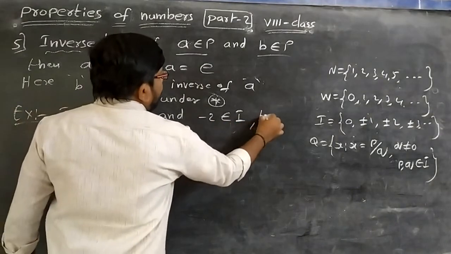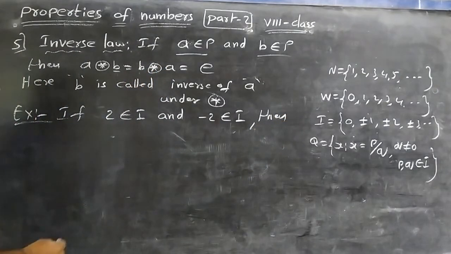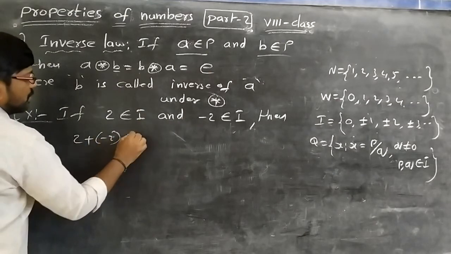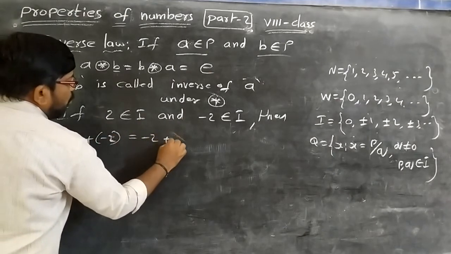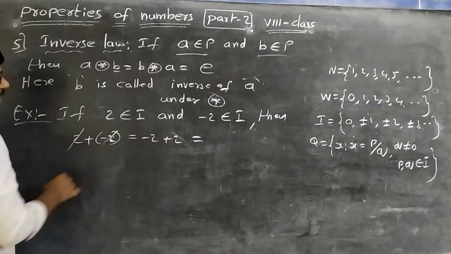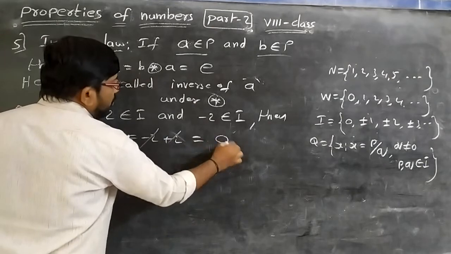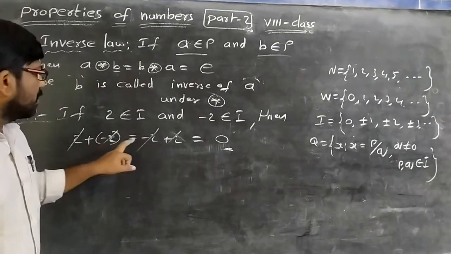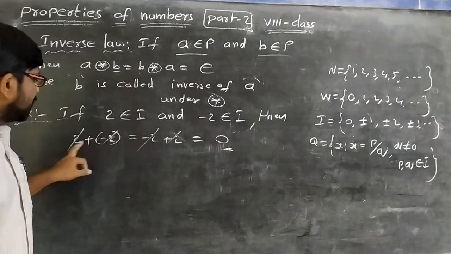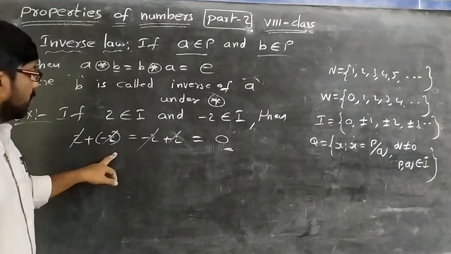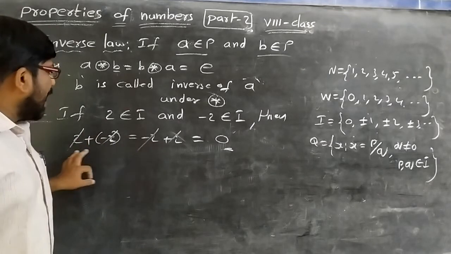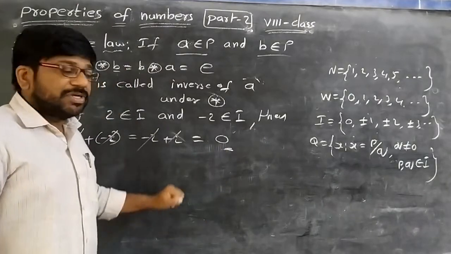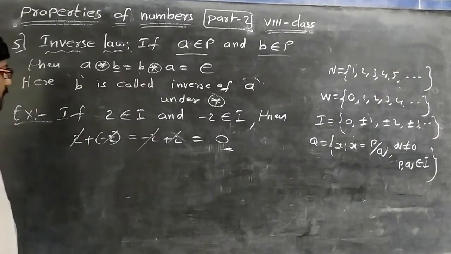Then in addition, 2 plus minus 2 is equal to minus 2 plus 2. See, plus 2 and minus 2 cancel, and we get 0. 0 is the additive identity element. Minus 2's inverse is 2, and 2's inverse is minus 2. In addition, by adding both we get the additive identity element, that is 0, right? So it is satisfied in addition.